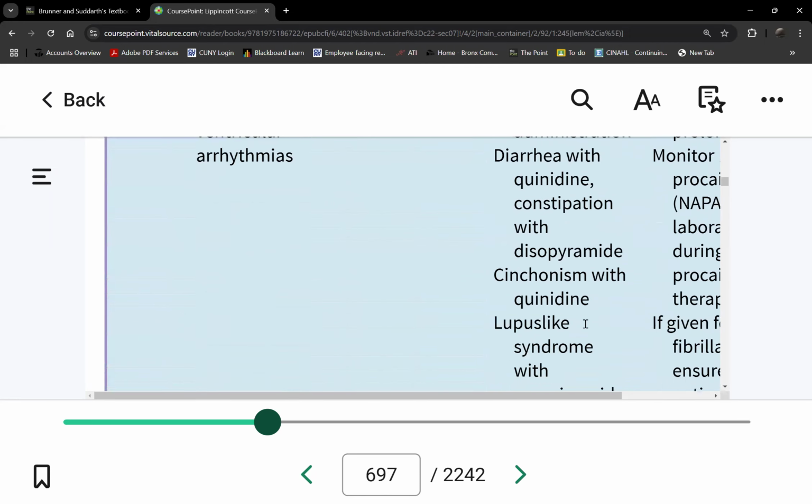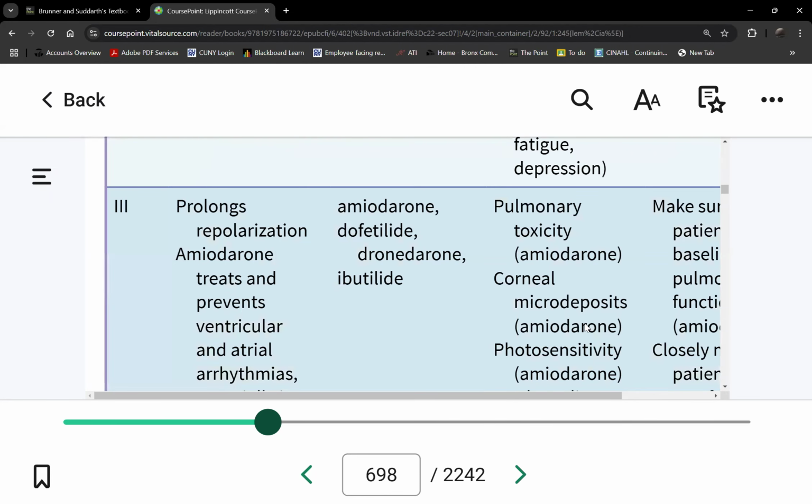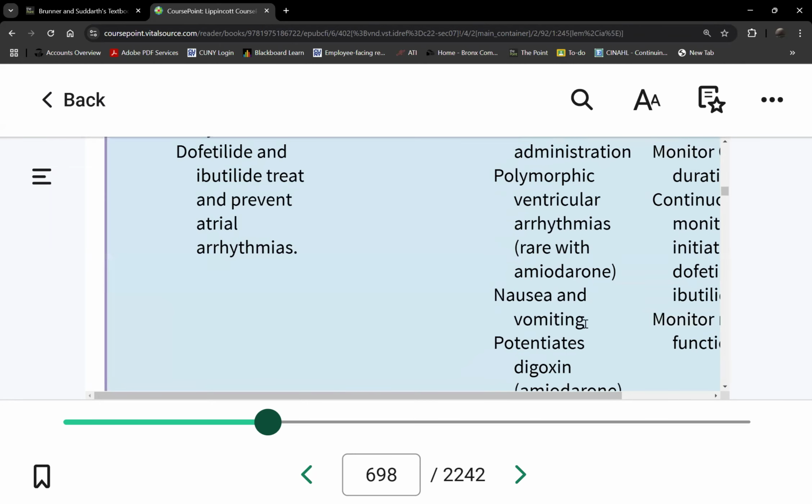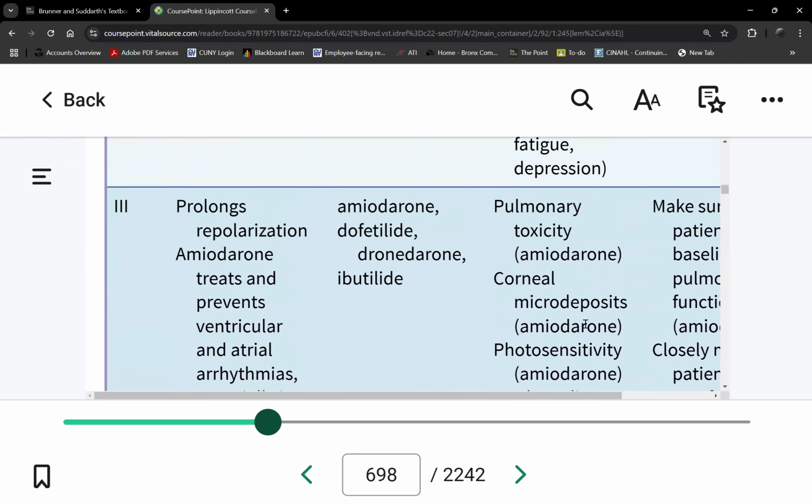Treatment, let's skip the table because this is the drug table. The drug table is self-explanatory. You have there the action of the drug. I'm not testing you on the action of the drug. I'm testing you on the signs and symptoms. I mean, the side effects, sorry.